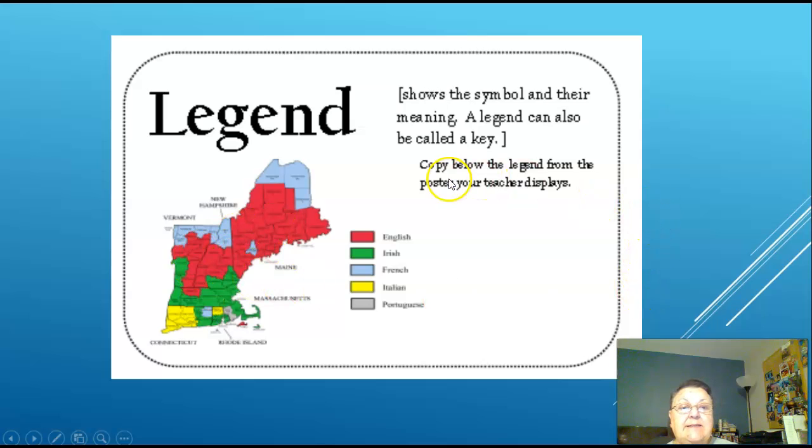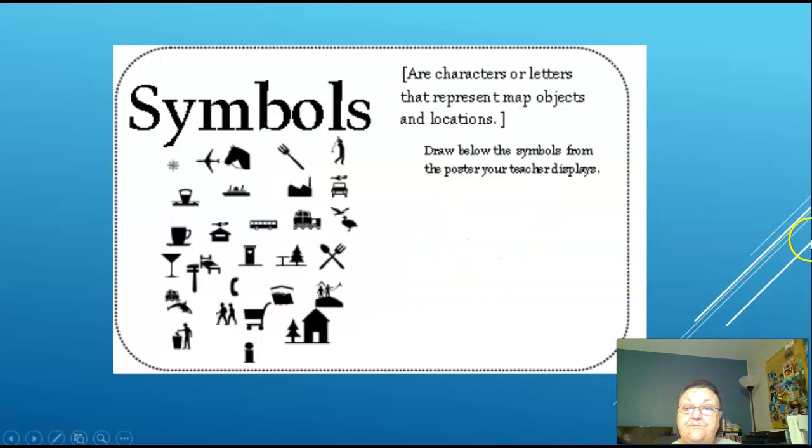Okay. And it says copy below the legend. You don't have to do that because we're not in school and I don't have that poster here for you to copy. So don't worry about that. If you want to, you can just put a big X there.